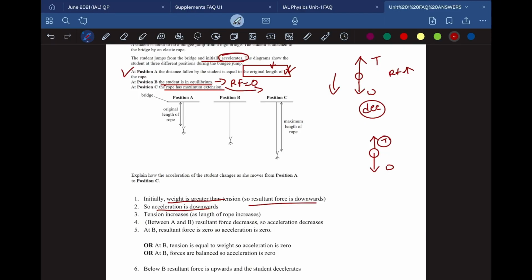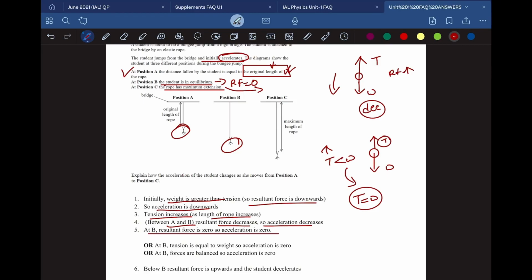Now, between stage A and stage B, the student is in equilibrium. That means the tension of the rope will increase and become equal to the weight. At that time, the resultant force will be 0, because at that time tension will be equal to the weight. In stage 1 tension was less than the weight, so to become equal to the weight, the tension must increase, right? So you can say tension increases as the length of the rope increases. Between A and B, resultant force decreases, so acceleration decreases. At B, the resultant force is 0, so acceleration is 0, right?